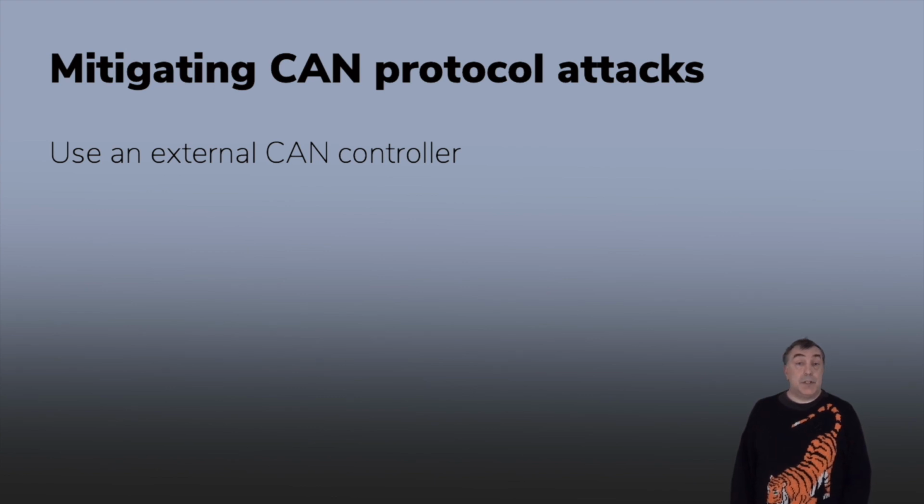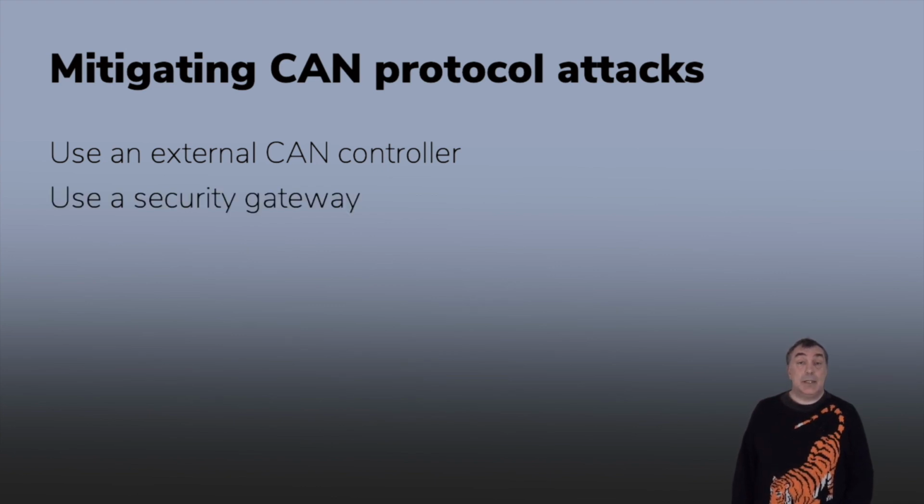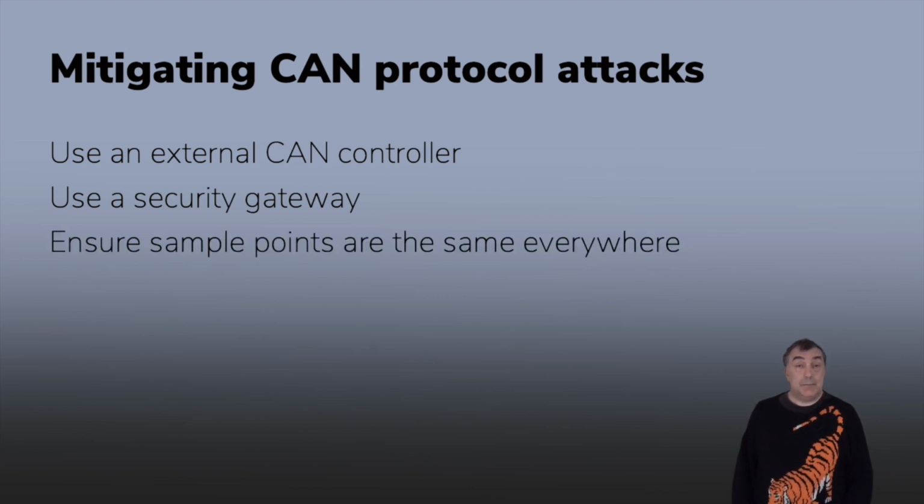Another approach is to use a security gateway. This keeps the malware far away from the transceiver. Now, security gateways have their own issues, such as dropping frames due to buffer overflows, so there are other considerations here. In any case, a device on the secure side of a gateway could still be hijacked. A quick way to make the Janus attack harder is to ensure the sample points are the same everywhere. And Canis Labs is currently developing a hardware test tool that can automatically check whether sample points are actually set.